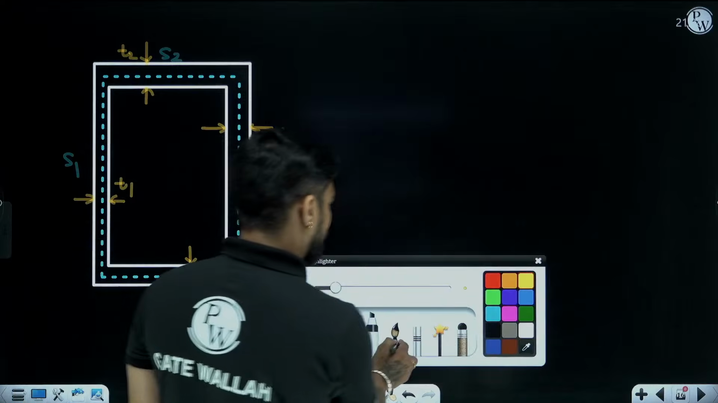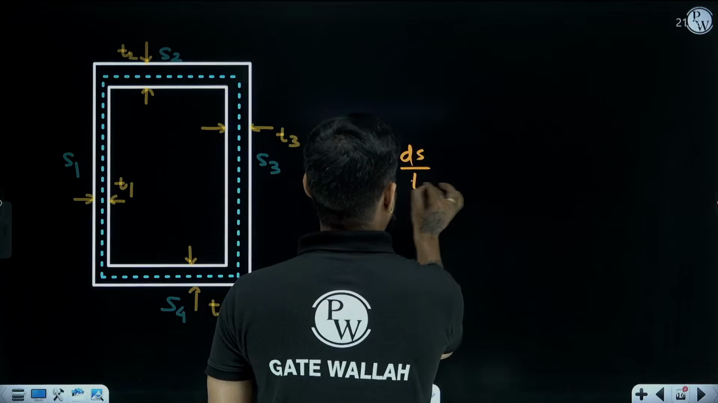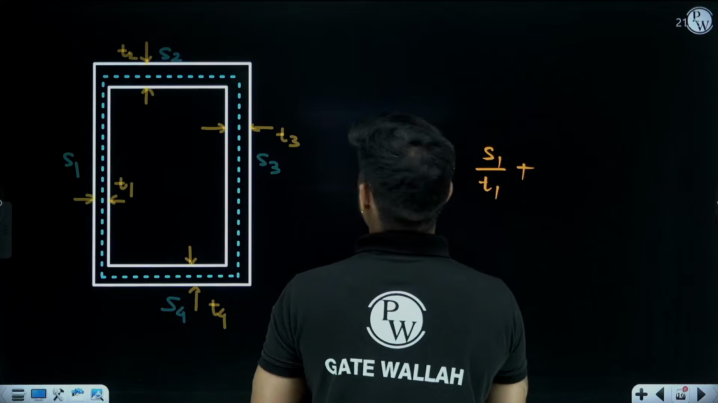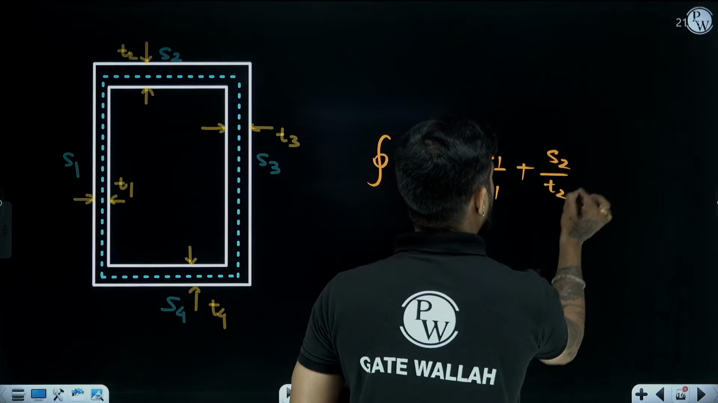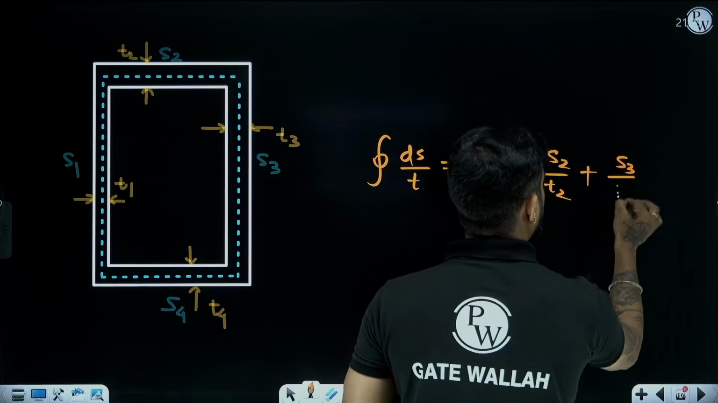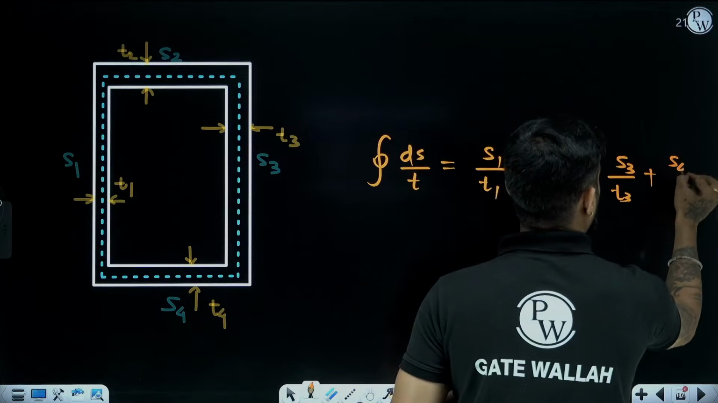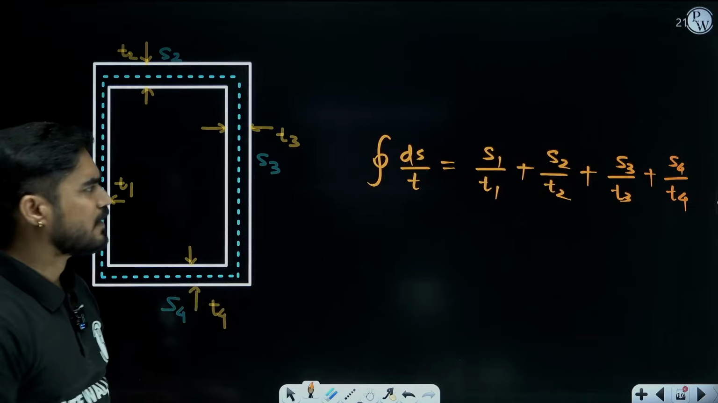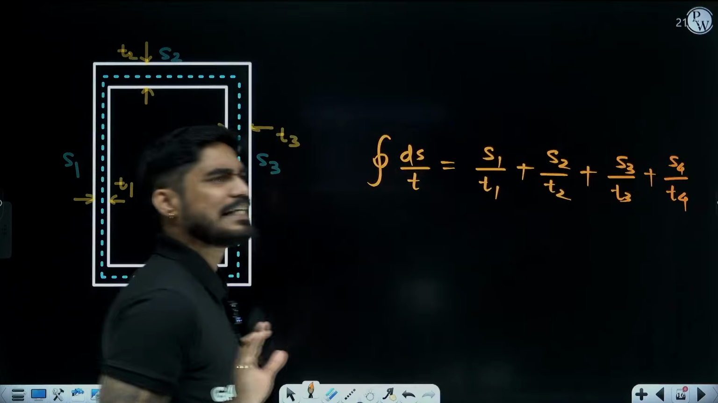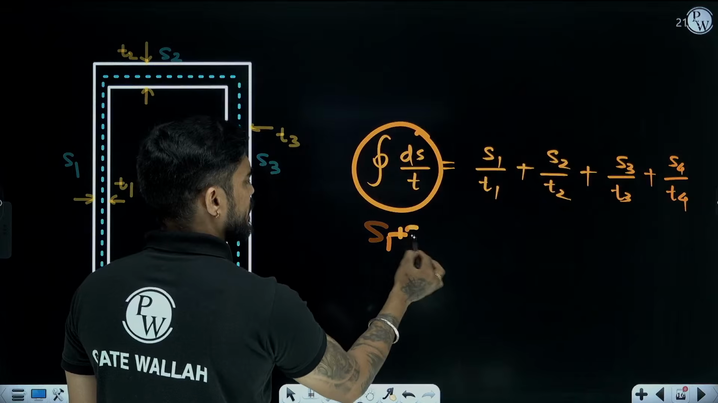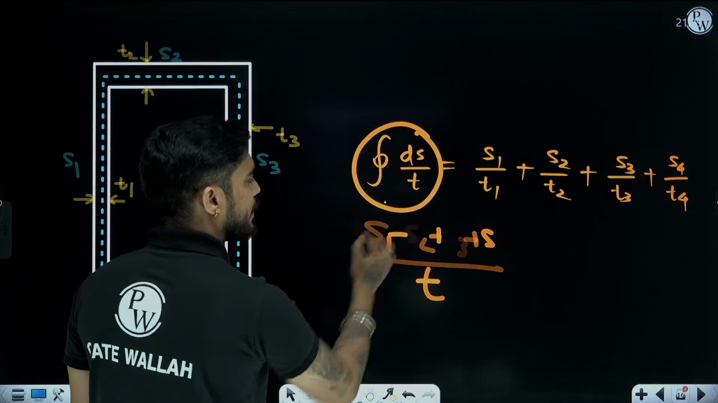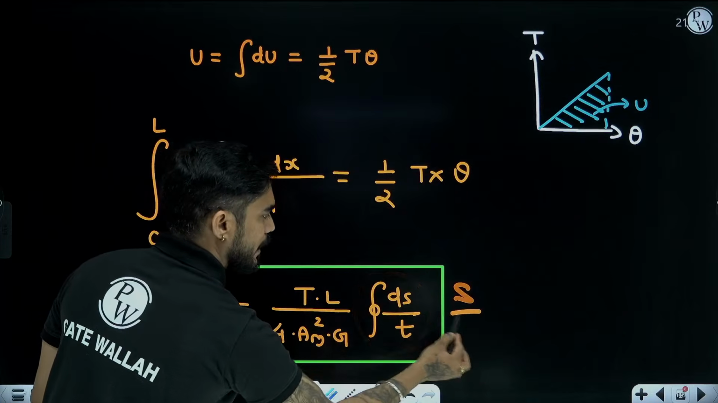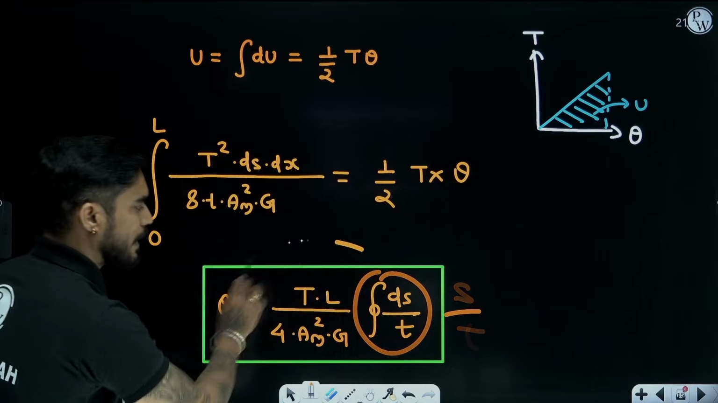So what will be the summation of ds by t? It will be equal to, for this line, S1 by t1, then for this line S2 by t2, then for this line S3 by t3, then for this line S4 by t4. If the thickness is constant, meaning t1, t2, t3, t4 are all the same, then it will become S1 plus S2 plus S3 plus S4 divided by t. This thing will become the length of the center line divided by t. But if the thickness is varying, then you will have to use this equation.